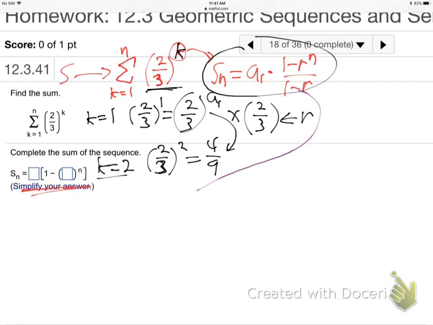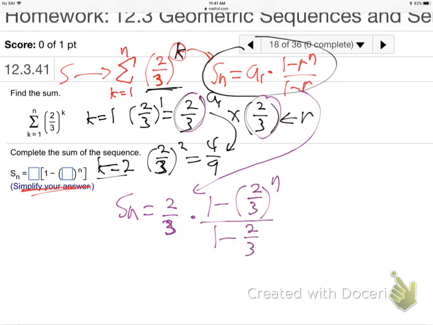bring it down here. So S sub n is A1, there's A1, 2/3 times (1 minus 2/3 to the n) over 1 minus r. What is r? Also 2/3. We good to there? It's a big mess. We're going to have to do a bunch of fancy algebra on that thing to make it look the way they want it to look. Good so far, though? So how are we going to make this look like that?